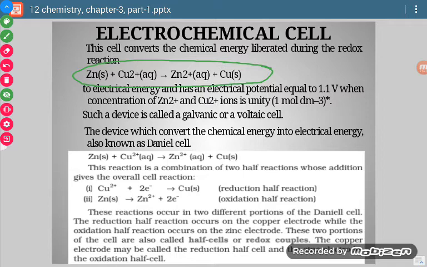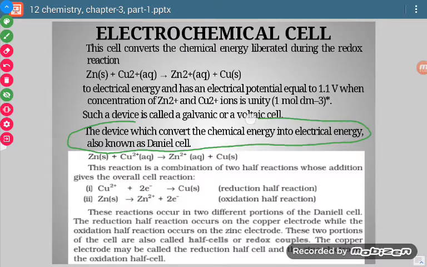Now there are two things which we must know. One is electrochemical cell and another is electrolytic cell. Electrolytic cell is just a reverse of electrochemical cell. In electrochemical cell there is conversion of chemical energy into electrical energy, and its reverse is electrolytic cell. In electrolytic cell, the electrolysis process occurs. There we provide electrical energy and there is some chemical change.